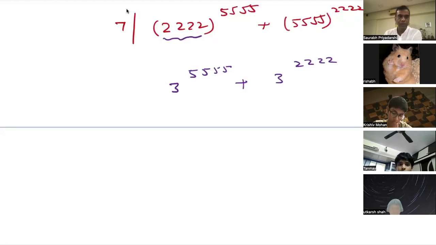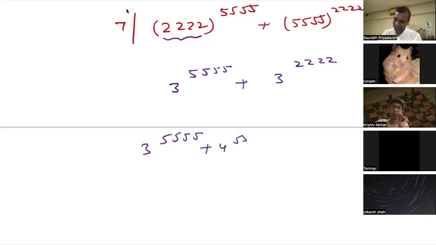So let's see, obviously you all are getting that this is divisible by 7, right? Can I do the same? I'm writing this, and just adding this and subtracting this.